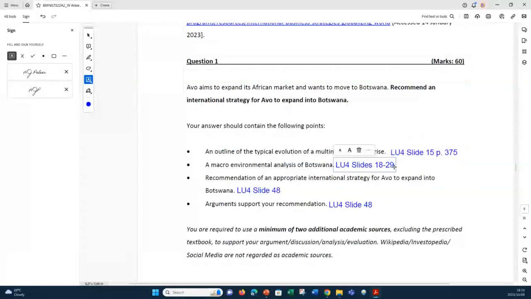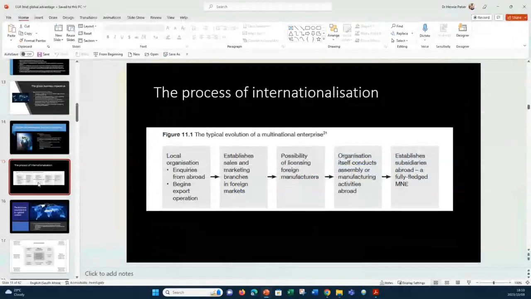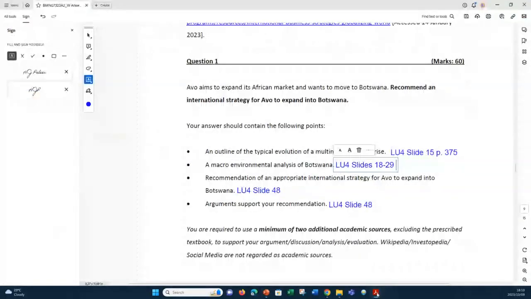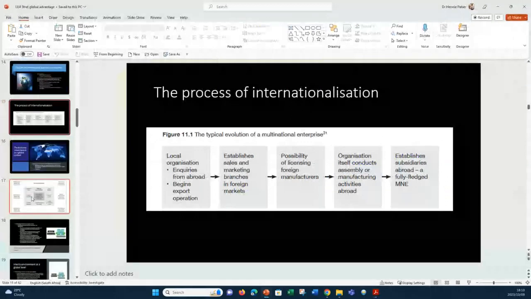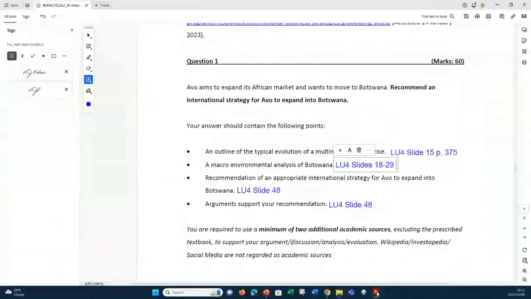Guys, there is a lot of information available on Botswana, so there shouldn't be too much difficulty finding information on the potential of Botswana. I can't remember what slides they were, 18 to 29. I'm not going to go through all of them. I could have put 17, but that's just what you'll be looking at. It will start at page 380 and it will carry on from page 380.